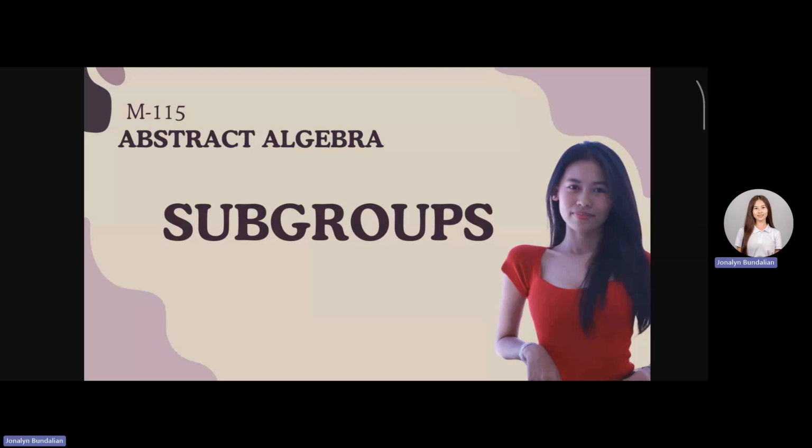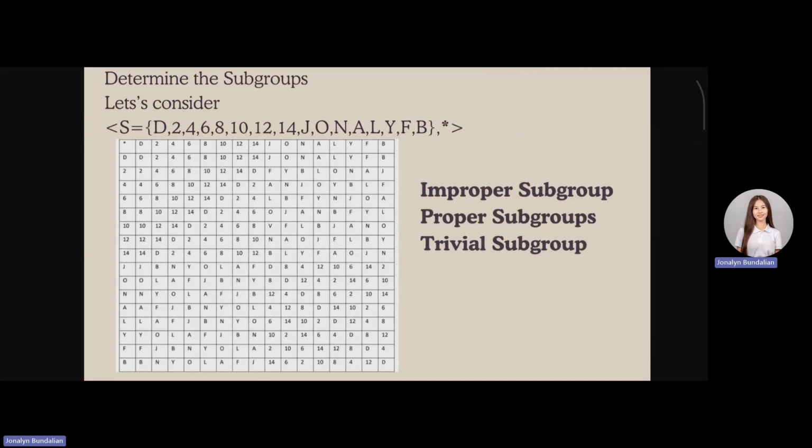And today I will be discussing the subgroups for task number 2, or project number 2. So let's determine the subgroups, and let's consider S is equal to D, 2, 4, 6, 8, 10, 12, 14, J, O, N, A, L, Y, F, and D. So we will look for the improper subgroups and trivial subgroups. So this is our original table.